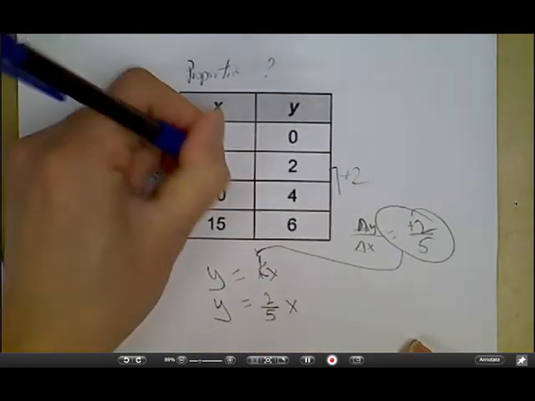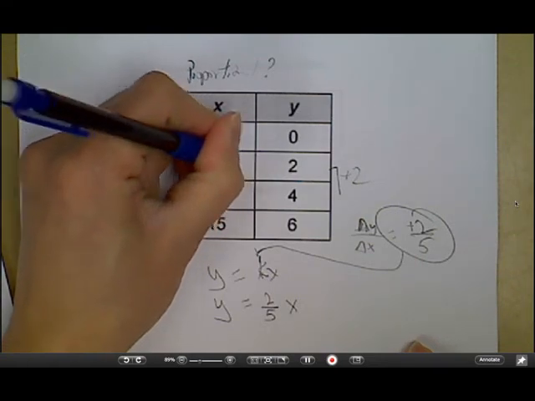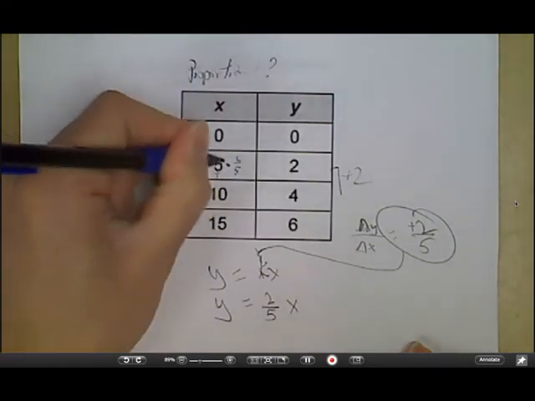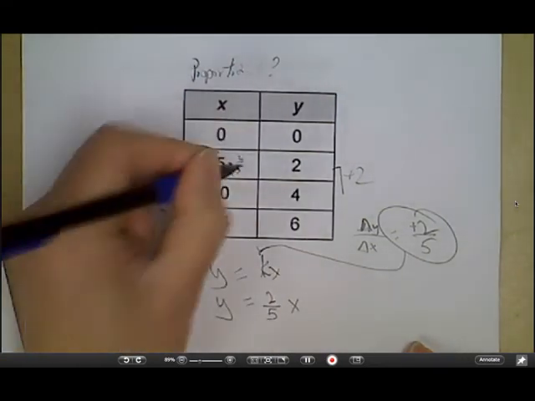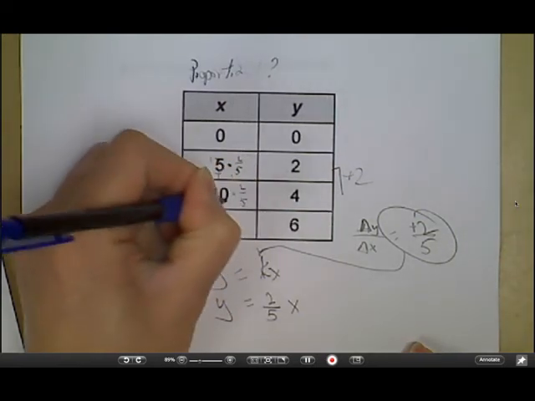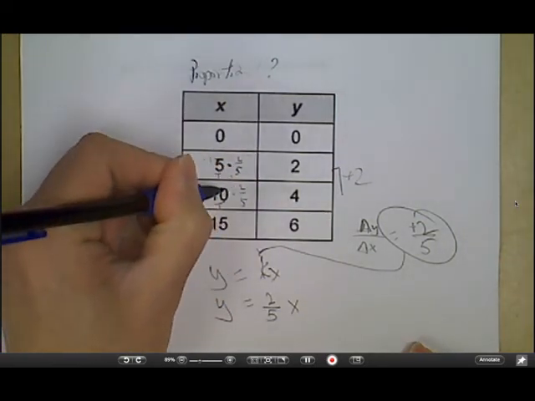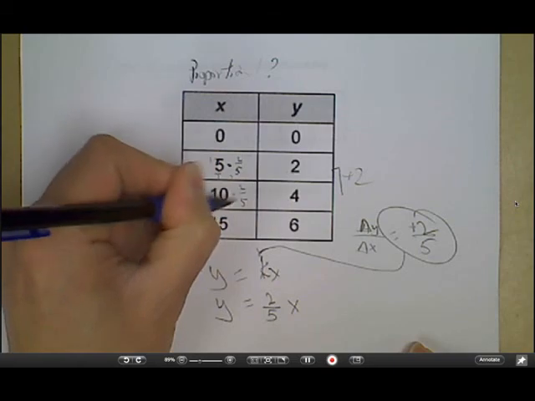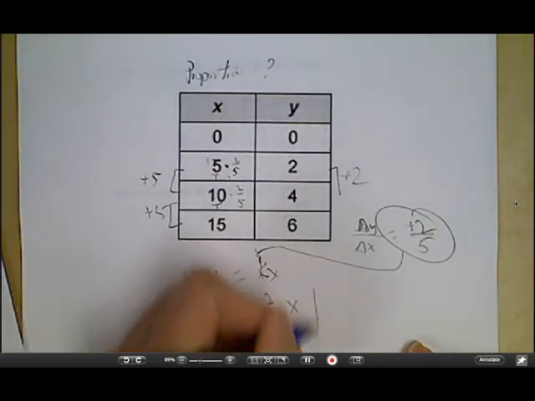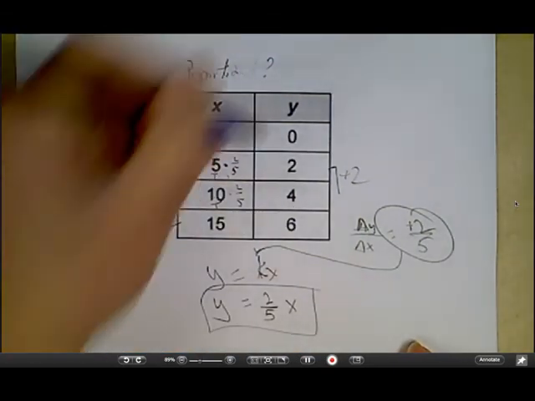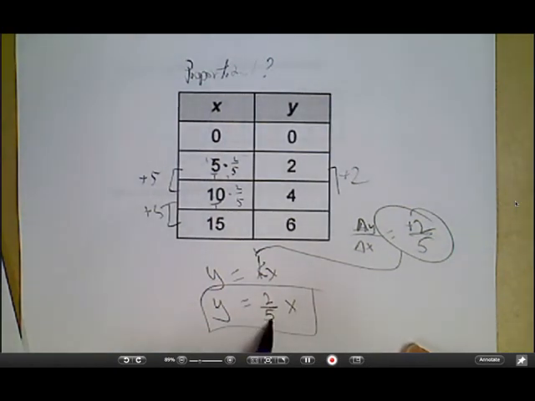And you go, okay, make sure I check my work. 5 times 2/5 becomes 1, 1 gives 2. 10 times 2/5, put 10 over 1. 10 times 2 is 20, divided by 5 is 4. So this is definitely proportional because it has the same rate of change, the same constant each time.